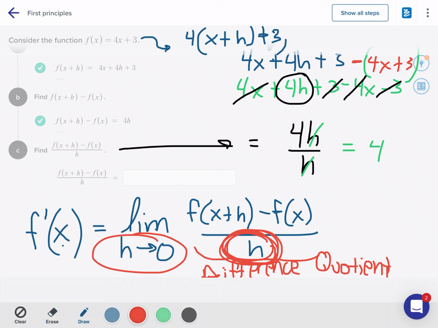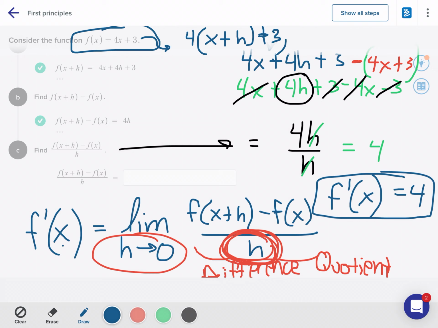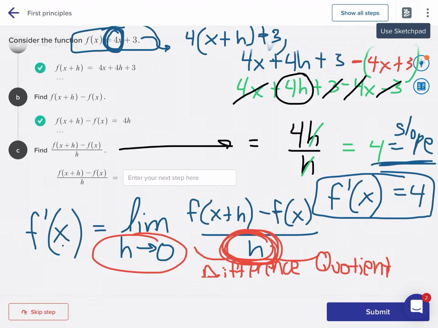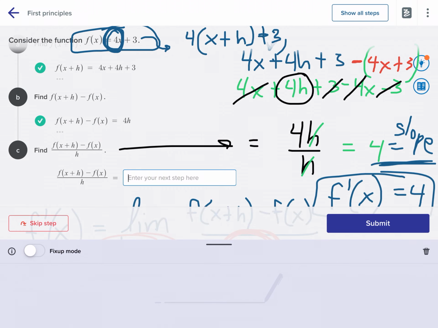So if we wanted to take this one step further, we could say that in this problem, if the function is 4x plus 3, the derivative is the function f prime of x, which is actually just a straight line, which is 4. The other thing that's really important here is if you notice that 4 is actually the slope of the line. So derivatives, limits, and difference quotients have a very, very close application and are related to the slope of a function. But for now, we're just going to enter our answer of 4.